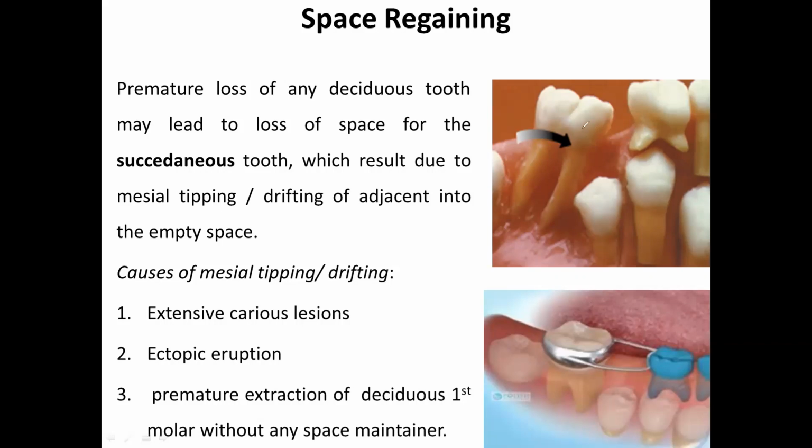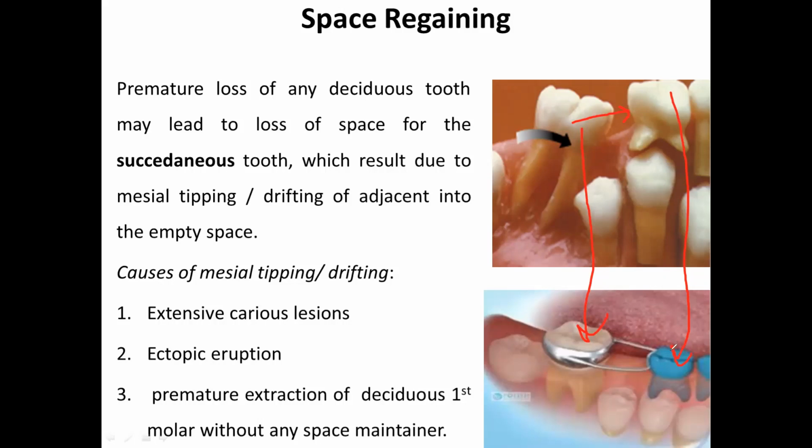You see here in this picture, this tooth, the 6, and this is the deciduous first molar. And here the tooth is drifted into the space because we did not give any sort of appliance, or we did not guide the tooth to be at its place. So that's why it has drifted into the space which is present adjacent to it.